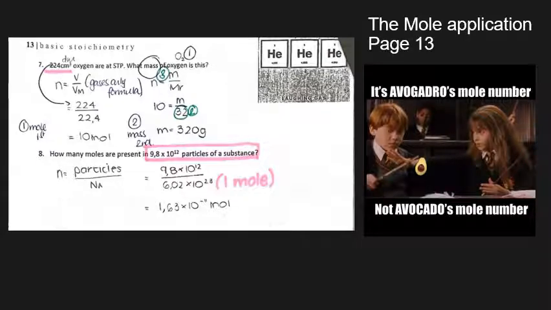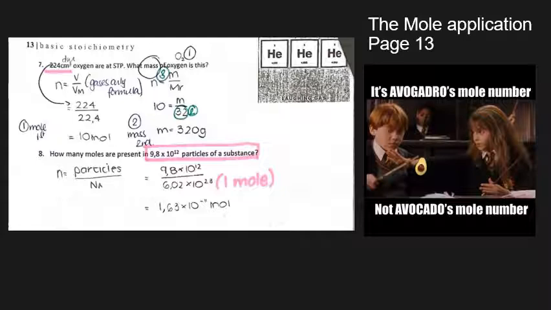It's just going to be 224 divided by 22.4 because that is what gases are at standard temperature and pressure when we are looking at molar volume. You should get 10 moles. Next thing you do, you plug and play, you put that 10 moles into your default mole equation, and you should get a mass of 320 grams.